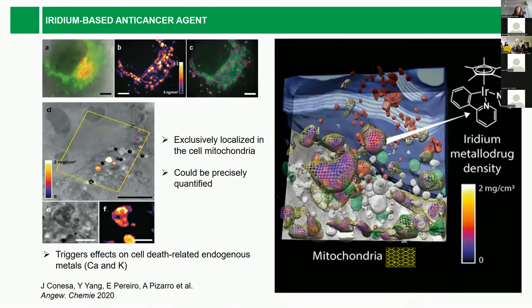And then another example, again in the case of chemotherapy drugs, iridium. Iridium is an anti-cancer agent that's quite powerful in different types of cancers. By combining, in this case, soft X-ray tomography at ALBA with X-ray fluorescence here at ESRF, we could see that the drug goes exclusively into the mitochondria, and we could also precisely quantify it. You see here, with this mesh, it's like it's wrapping the mitochondria, and then inside, following this color scale, the presence of the iridium.